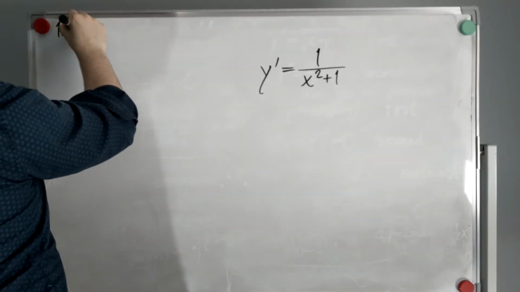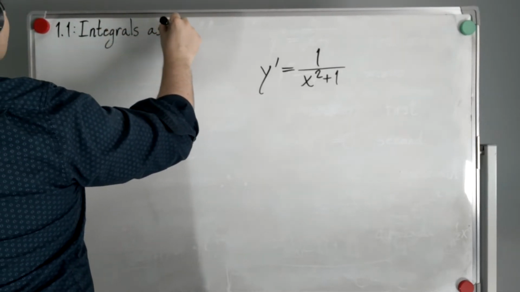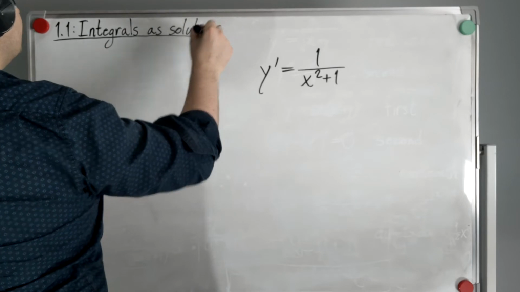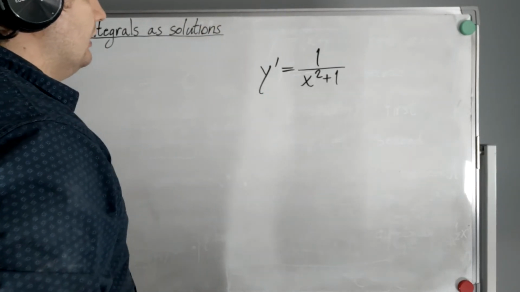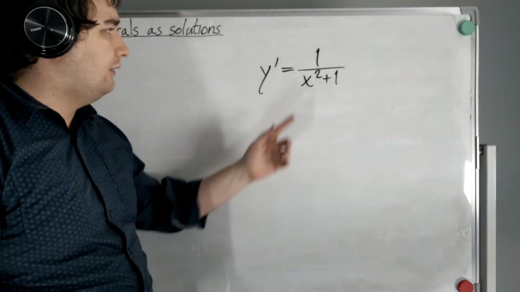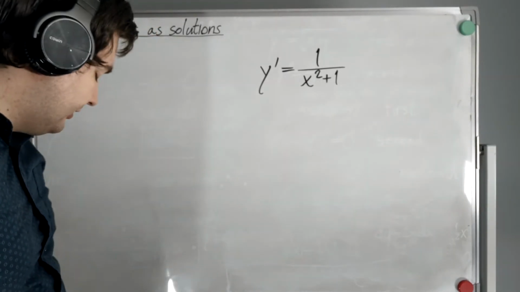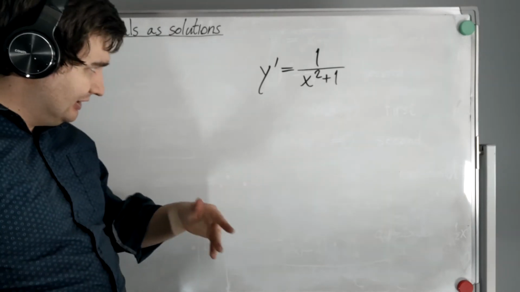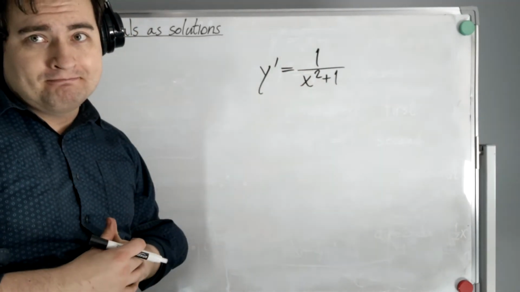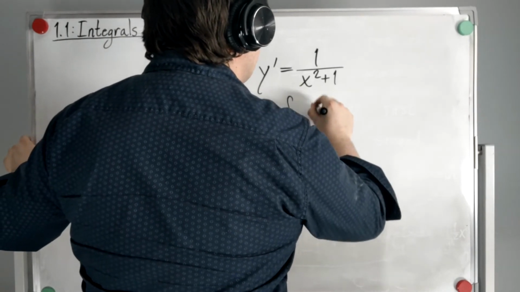So 1.1, this is integrals as solutions. So let's take a look at this thing right here. We're asking what function has a derivative of 1 over x squared plus 1. Well, if you think about that for a second, you realize that this is the same as asking what is the antiderivative of 1 over x squared plus 1. And so you had a way of doing that in Calculus 2. You took the indefinite integral.